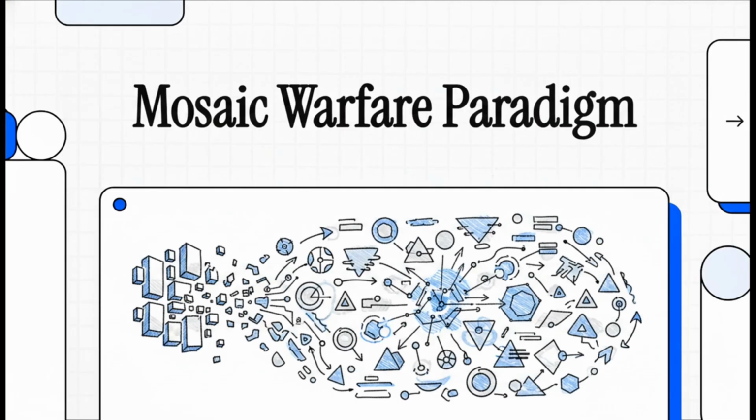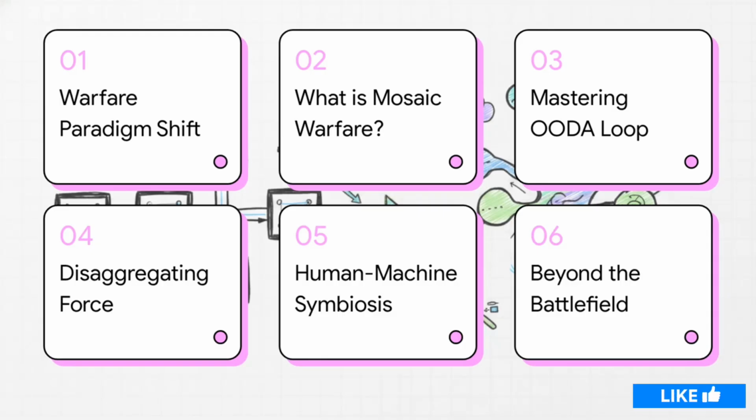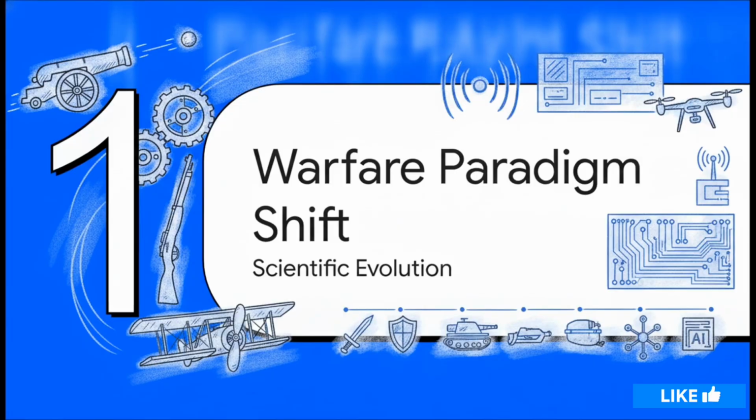It's fascinating stuff. Here's our quick roadmap for today. We're going to start with the warfare paradigm shift, then move into what is Mosaic Warfare exactly. After that, we'll cover mastering the OODA loop, disaggregating the force, human-machine symbiosis, and finally, how all of this applies beyond the battlefield.